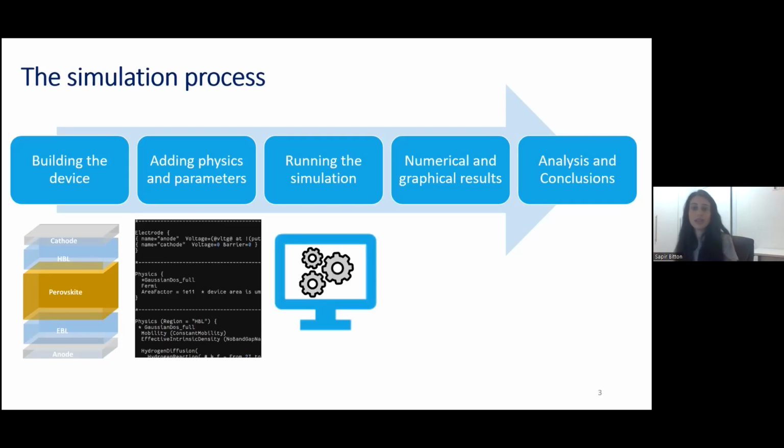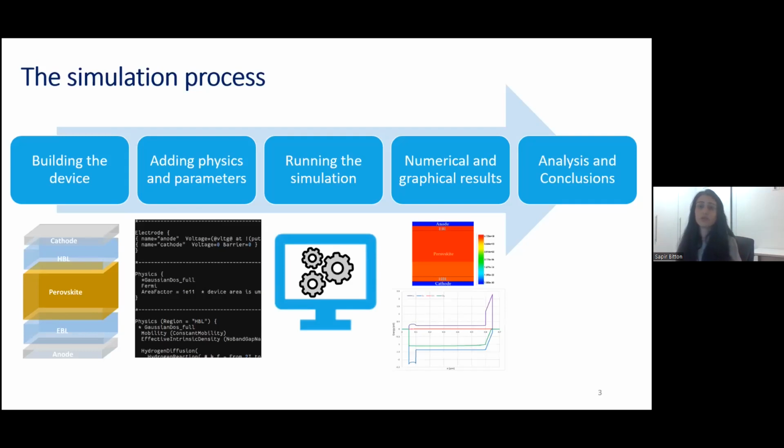Once the device is ready, we run the simulation. The output of the simulation are datasheets and graphs. And the last step is analyzing the results and concluding, the same as in experimental research. So this is a very concise explanation. I can make a whole presentation just about simulations. So I will gladly answer any questions about simulations at the end of the presentation.